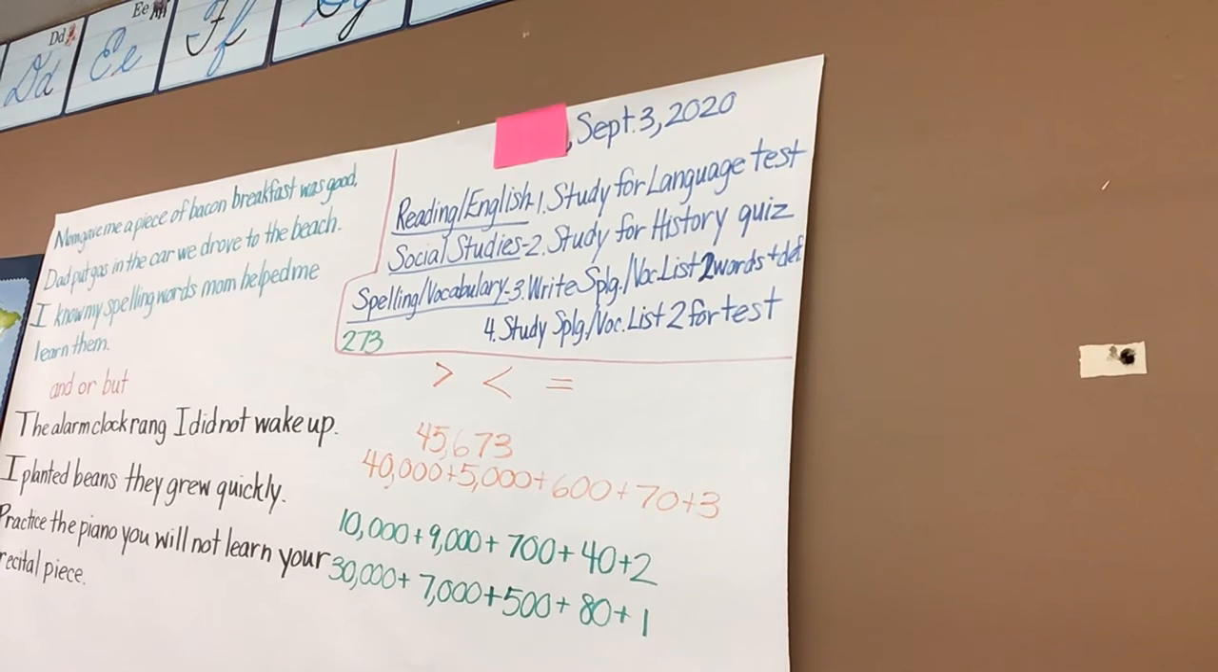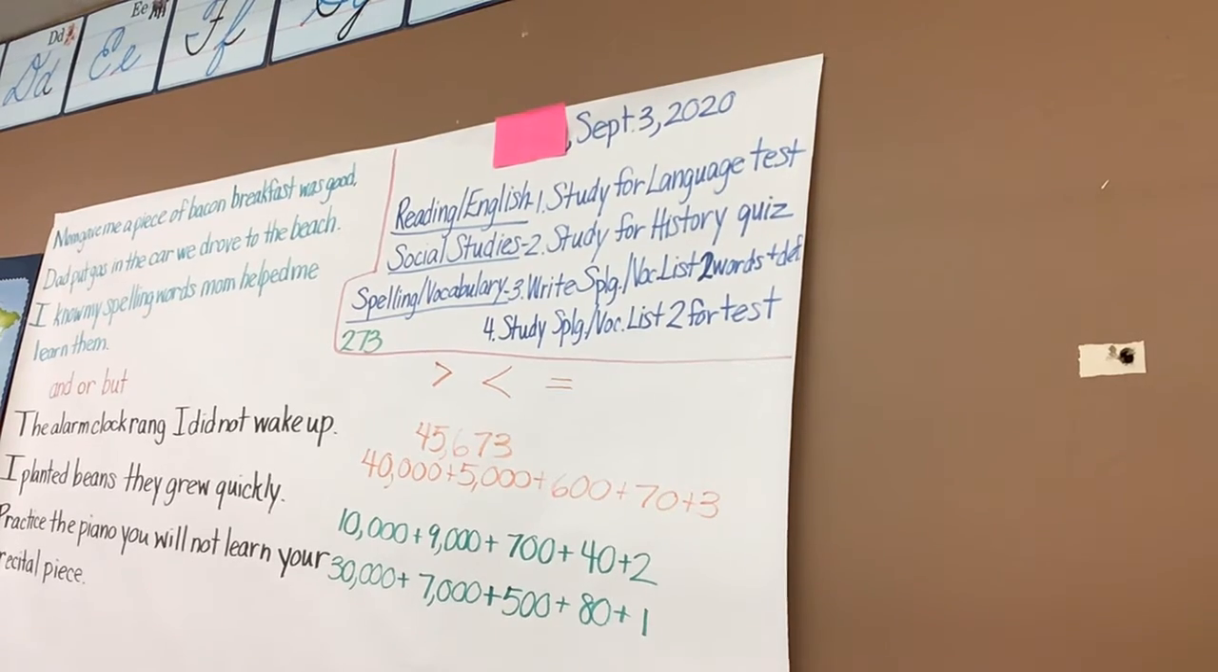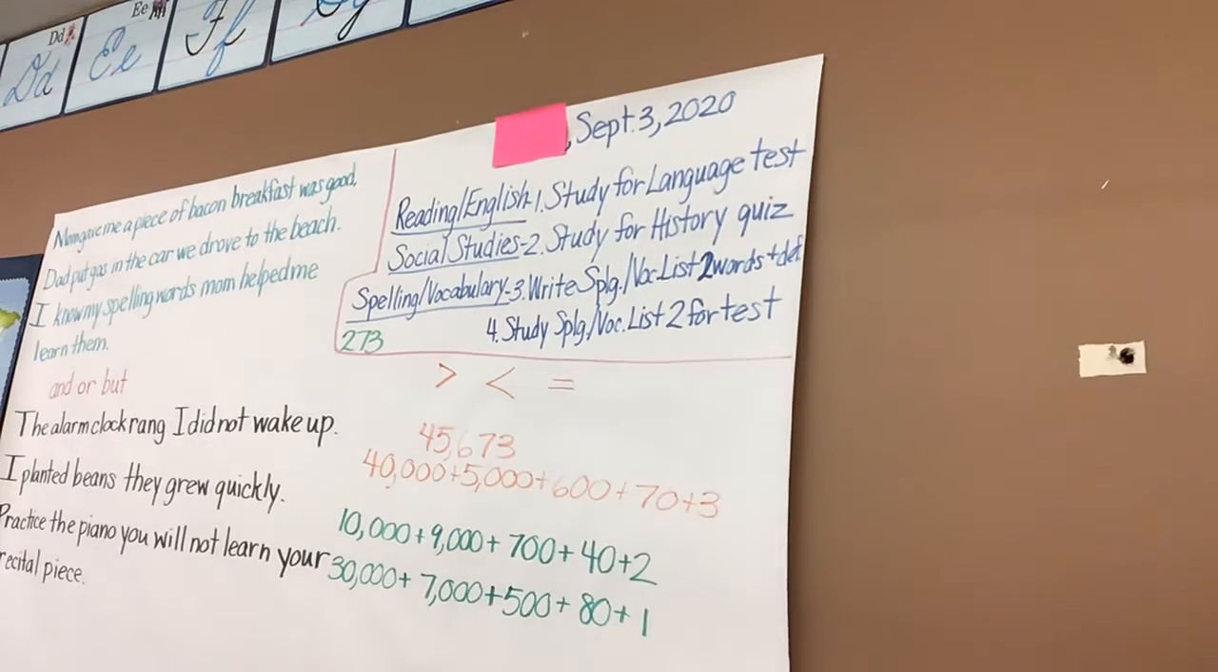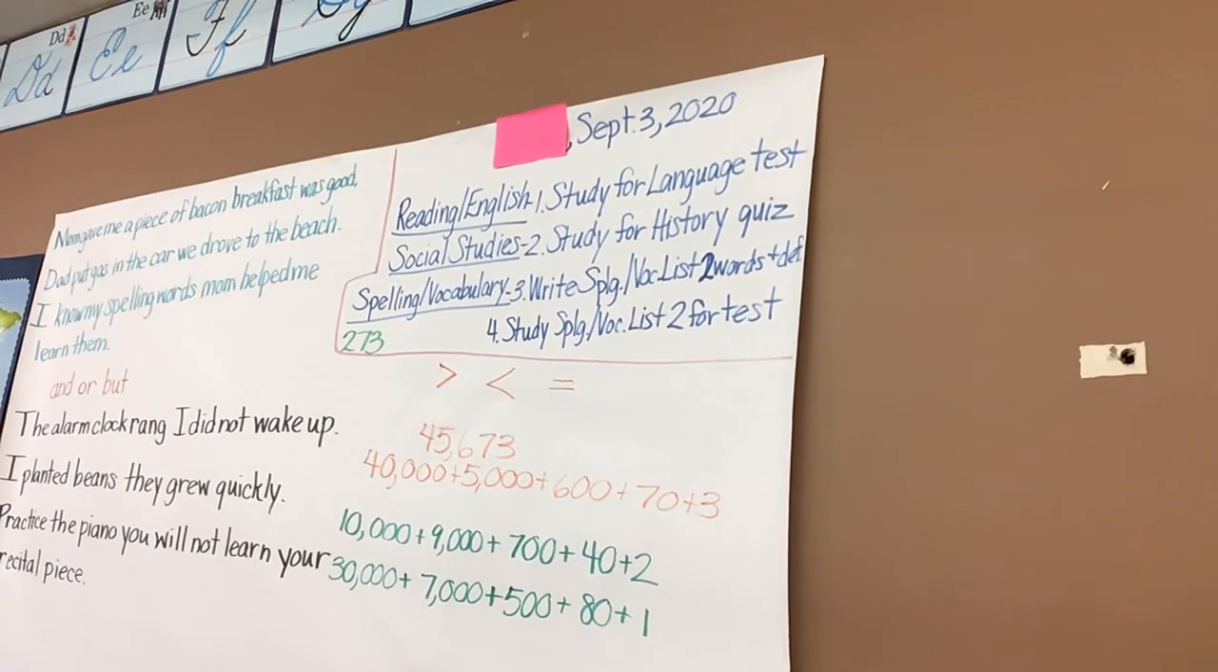4,785 and 7,486. I'm sorry. And which one's bigger? The 7,000. 7,000 is bigger than 4,700. Gobble it up. Therefore, you should have done less than. Going across to number 2.